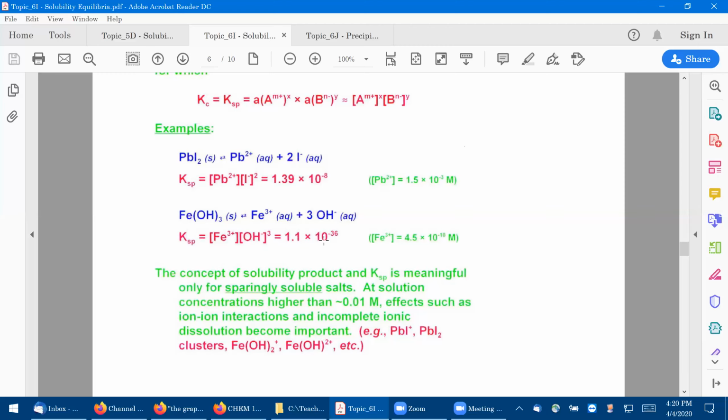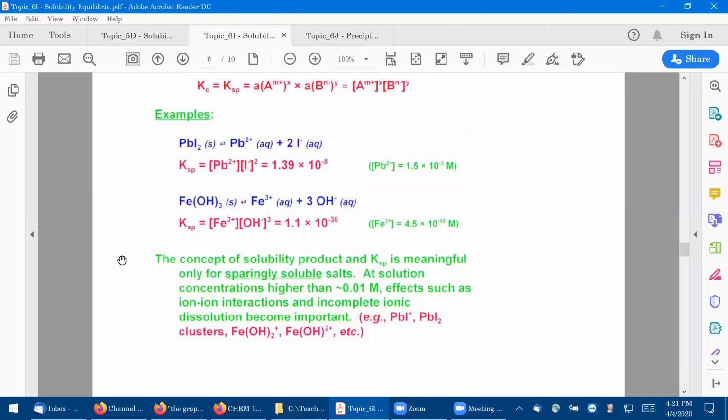So to get the concentration of the iron ion, I'd have to take this number, divide it by 27, and then take the 4th root. When you do that, you find a value for the iron concentration of 4.5 times 10 to the minus 10. So in comparing, for example, the solubility of lead iodide to iron hydroxide, we can now meaningfully say that the solubility of lead iodide is something like 7 orders of magnitude higher than iron hydroxide.